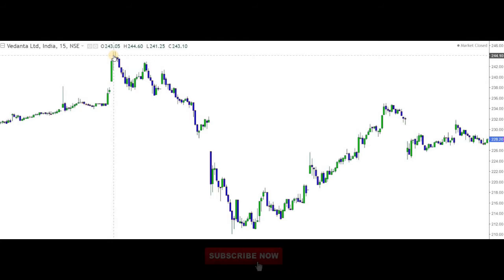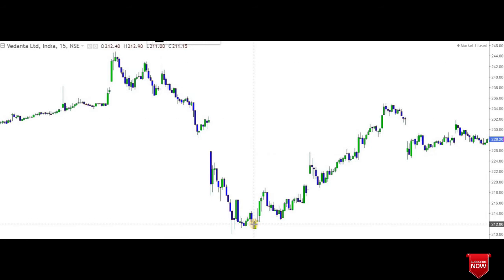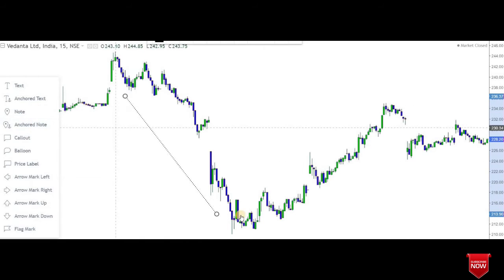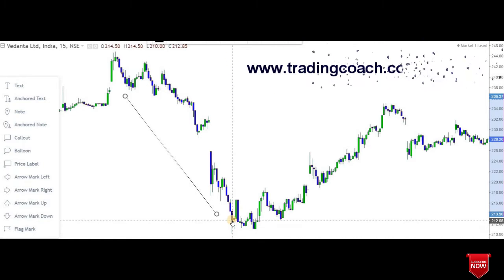Alright, so right now I'm looking at the Vedanta Limited 15-minute time frame. If you look at the stock prices of Vedanta, from this point to this point, we can see the falling prices, right? The prices are falling from here till here. Within the falling prices, once the prices touched the bottom, somewhere around 210 or 210.82, we can see a quick rejection from the bottom. We can see a shadow here, right? A large shadow. So that's the rejection.